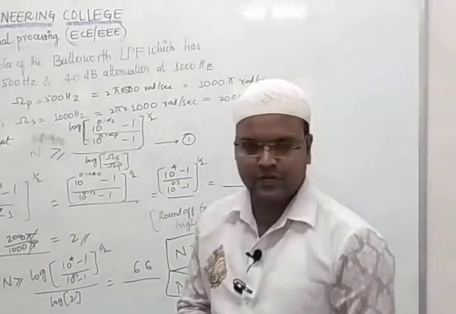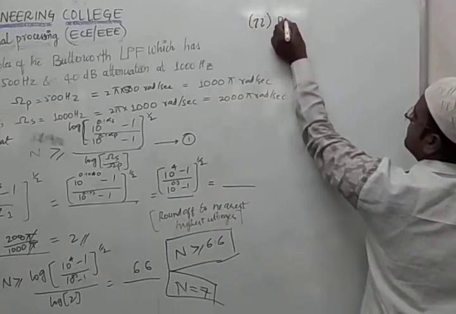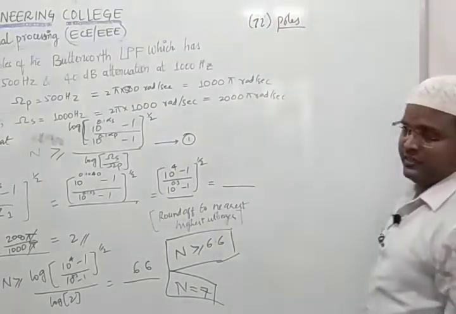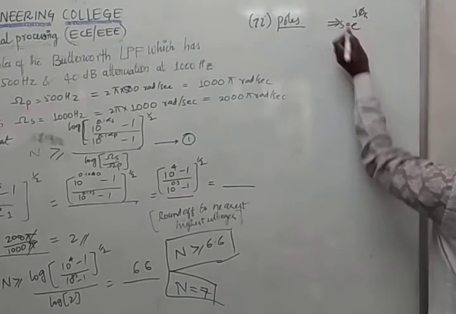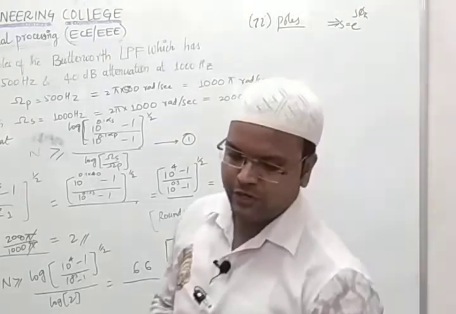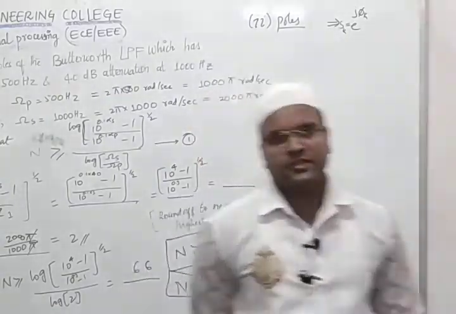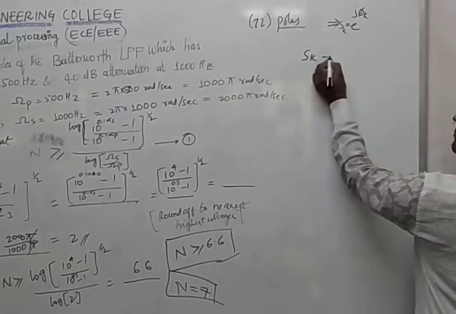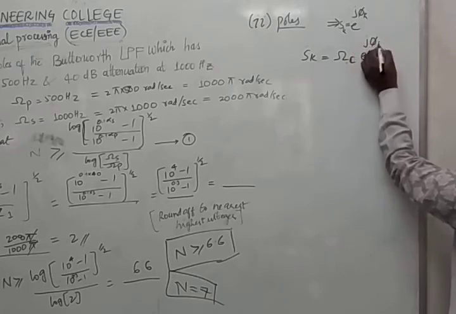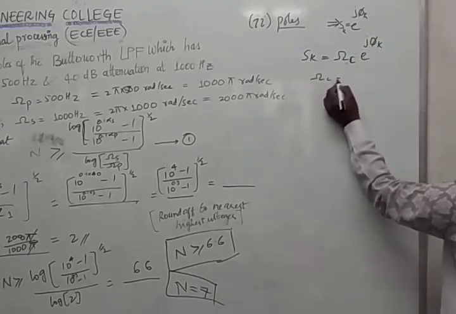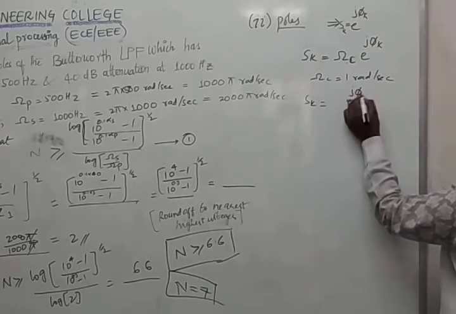After rounding off, the second bit, we have to find the pole. Pole is given by what factor? e power j phi k. This is nothing but your s, you're converting that into the s factor. We need to write the poles for it, in the sk domain. So sk is equal to the cutoff frequency omega c into e power j phi k. Omega c we are assuming is 1 radian per second. So we got sk equals e power j phi k.